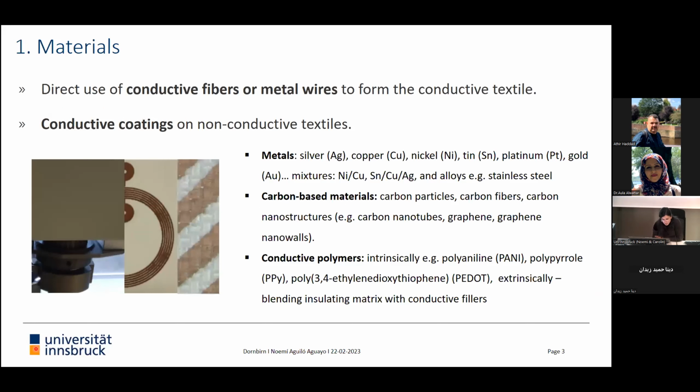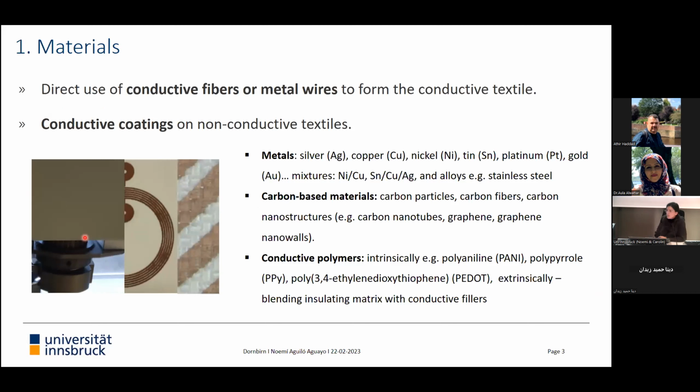So there are two ways of using the materials for creating the conductive textiles. One is the direct use of conductive fibers or metal wires.